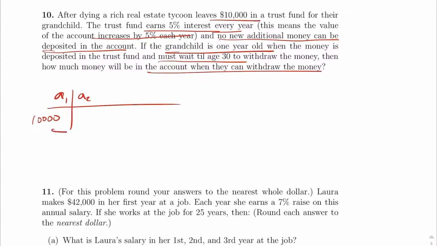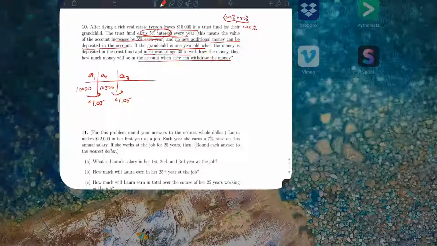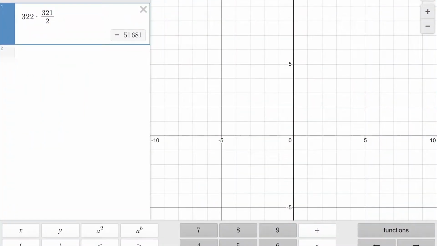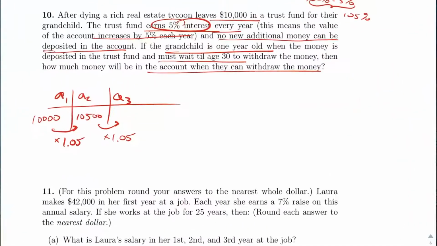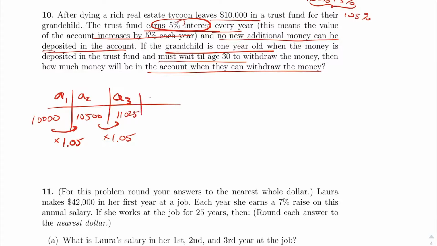So it looks like when they're 1 year old, there's $10,000 in the account. When they're 2 years old, it earns 5% interest, which means we have 100% of what we had before, plus an extra 5% interest, so 105%. As a decimal, that's 1.05. That gives us 10,500. Times 1.05 will give us, for the next one, $11,025. And we want to go all the way up till A30.